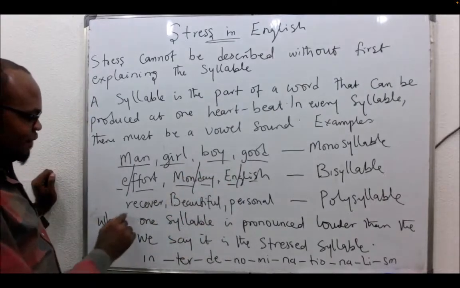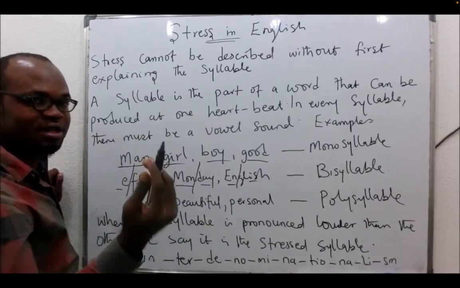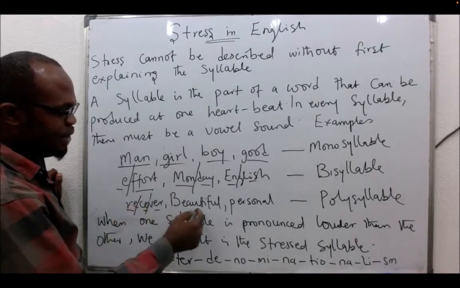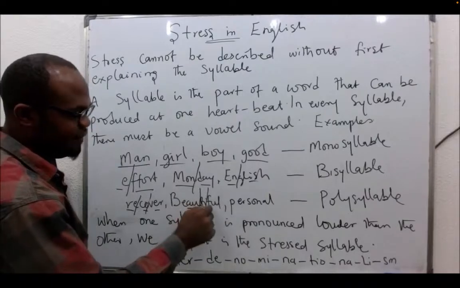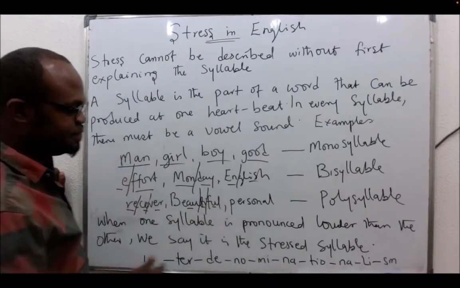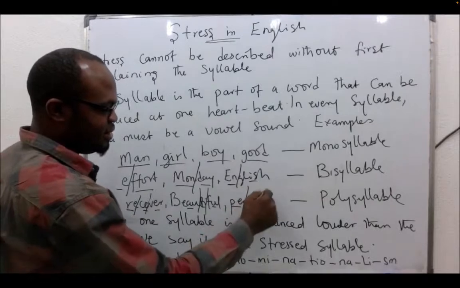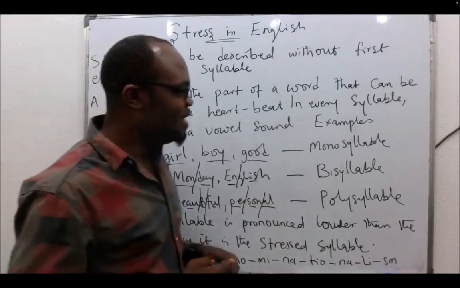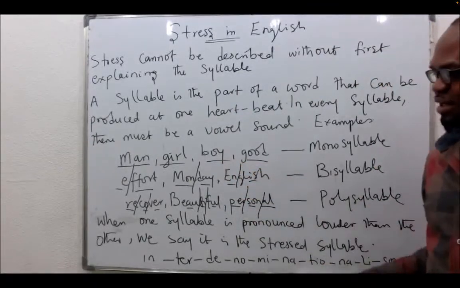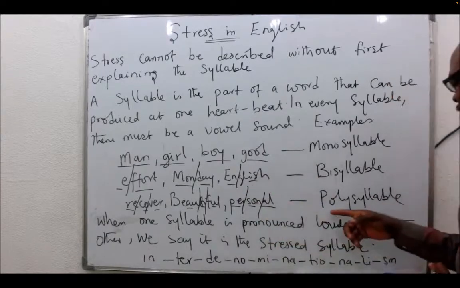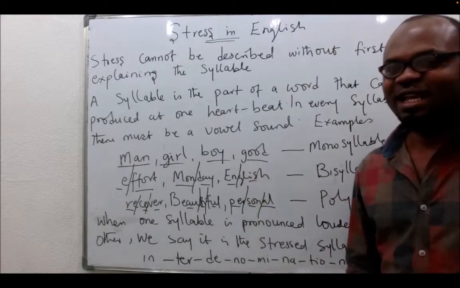Now you come to this one, you have recover, 3 syllables. Beautiful, beautiful, 3 syllables. Personnel or personal, 3 syllables. So if a word is not monosyllabic or bisyllabic, once it's from 3 upwards, we say that it is polysyllabic or polysyllable. So I believe now you understand what syllable is.